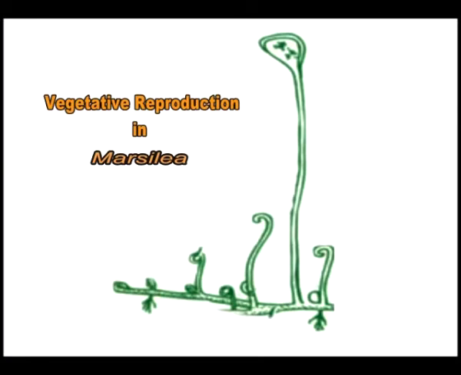Marsilea reproduces by vegetative as well as sexual means. Vegetative reproduction in case of Marsilea occurs by the formation of tubers, which are small bud-like structures containing reserve food material arising from the subterranean branches of the rhizome. Then I will discuss the sexual reproduction.